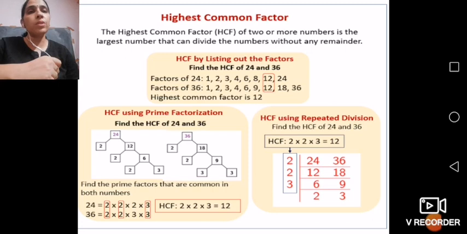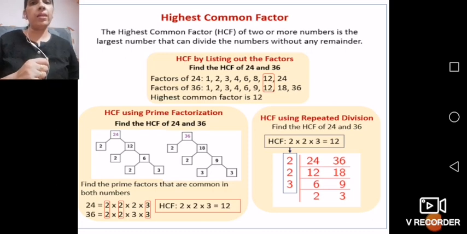Now you have to take care of this when you are doing it. If the question asks you to write the common factors and then find the HCF, then you are supposed to write the common factors of 24 and 36, and then write the HCF of 24 and 36. And if it is not mentioned that you should write down the common factors and then the HCF, then you can directly write the HCF of the given numbers.